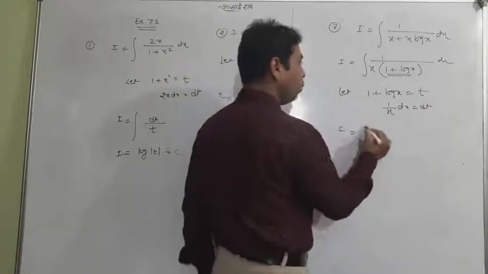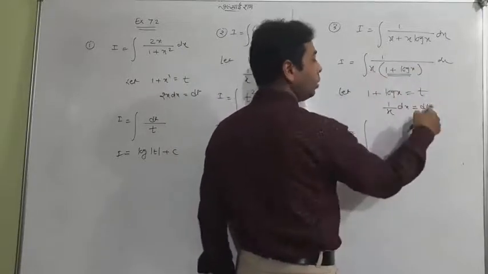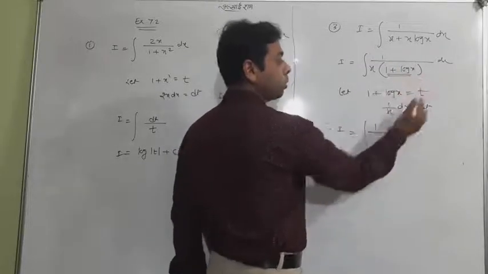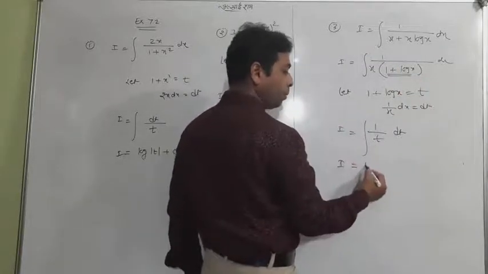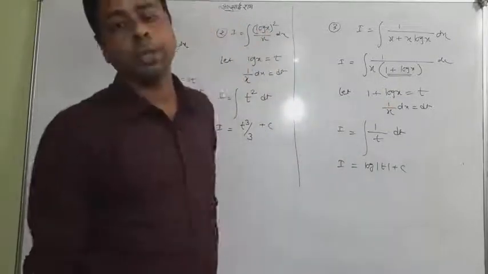And guys, look at 1 by x dx is equal to dt. And 1 by this was t. And your answer is 1 by t, which has integration log t plus c, and put your t equal to 1 plus log x and get your answer.